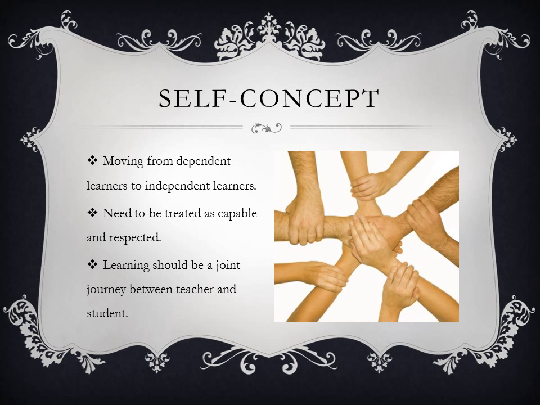Knowles' first assumption, self-concept, posits that as a person matures, they move from being dependent on others to being self-directed or independent. In adult learning, it is suggested that the learner is made to feel equal to others, and learning should be a joint venture between teacher and student. One key factor is that learning should be self-directed, meaning adult learners can participate in the diagnosis of their learning needs.